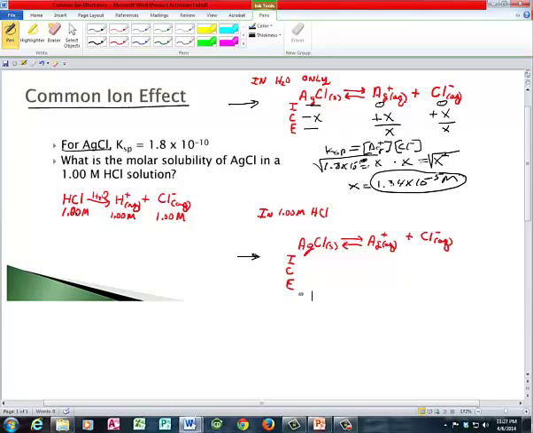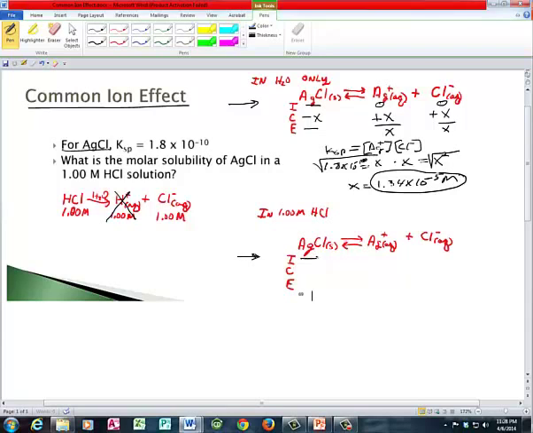Now what we're going to do is drop the silver chloride into a 1 molar concentration of HCl. And you remember HCl is a strong electrolyte. You put it in water, it completely ionizes into hydrogen ion and chloride ion. So we'll have a 1 molar concentration of hydrogen ion and a 1 molar concentration of chloride ion. Well, since hydrogen ion is not a common ion for silver chloride, it actually doesn't make a substantial difference in the solubility of silver chloride.